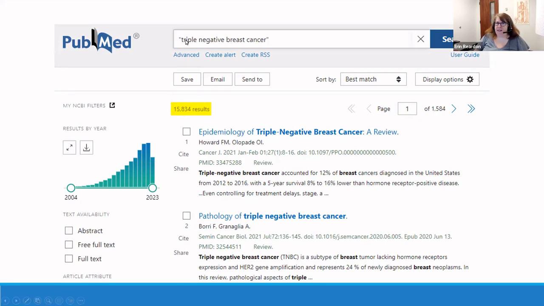Because this is only going to find that exact phrase, triple negative breast cancer, but triple negative breast cancer also has other names. It also can be called like triple negative breast neoplasms, that sort of thing. So you want to be a little bit careful with quotation marks. And again, it comes with practice and sort of feeling out the results.